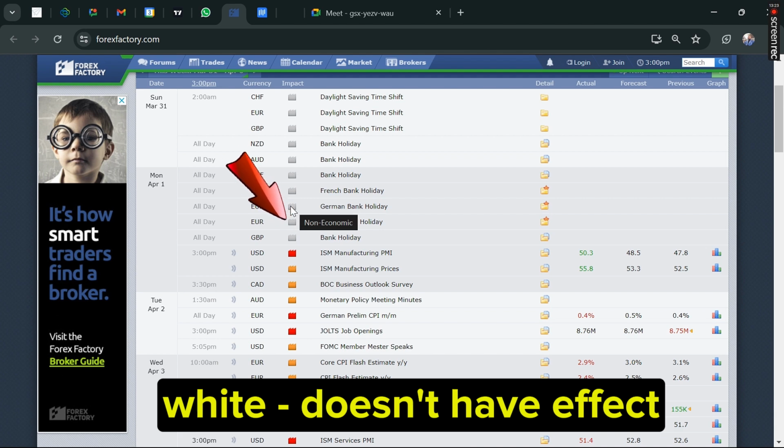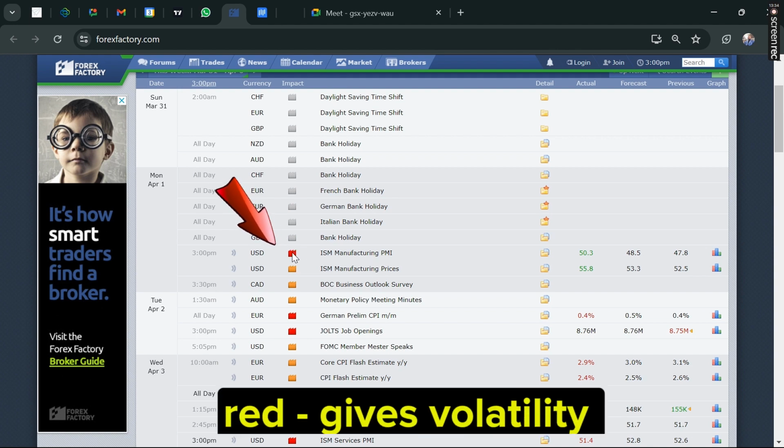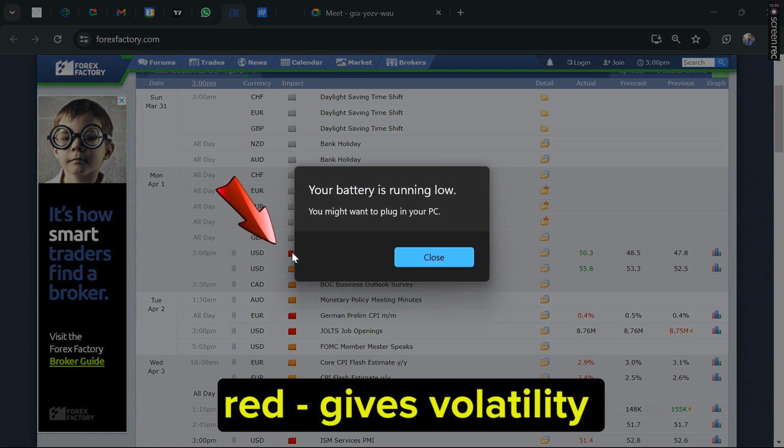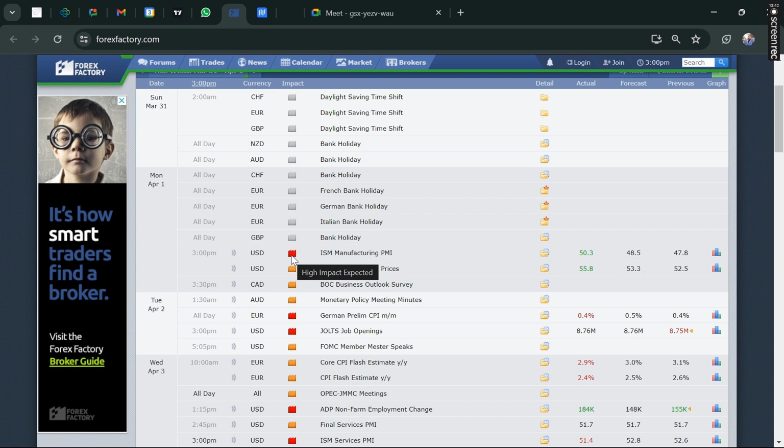That means the effect on the market is like it doesn't have any effect on the market. All right, you can see the one in the red folder, you can see high impact expected. That means once those news are released, it gives volatility. That means it affects the market in a high manner. All right, it affects price highly.